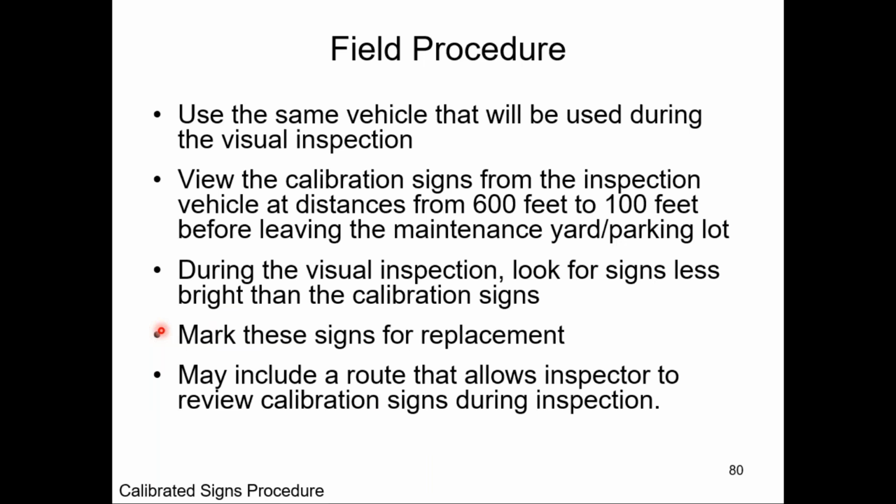So here's the field procedure. I think I've talked about these items. And then the signs that look less bright than the calibration signs are the ones that we would mark for replacement. Probably a good idea to include a route that allows the inspector to come back to the maintenance yard to review the calibration signs again to refresh their memory. You probably want to do that for other reasons too, like getting gas or refilling a coffee cup or using a restroom. So it's probably a good idea, if you can, to come back to the base and then recalibrate the eyes of the inspector.